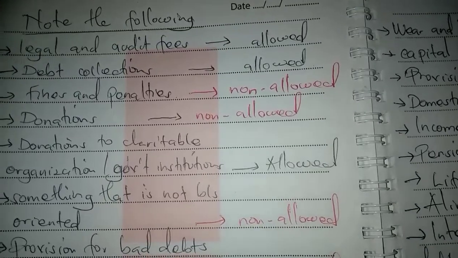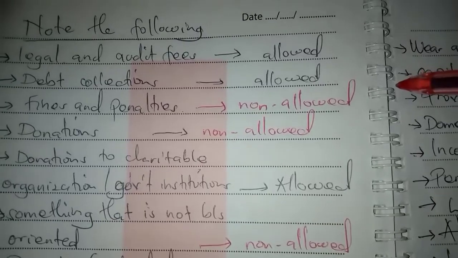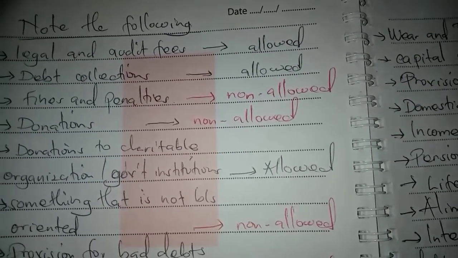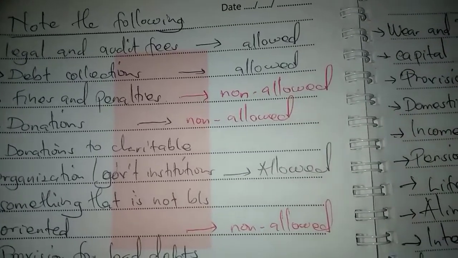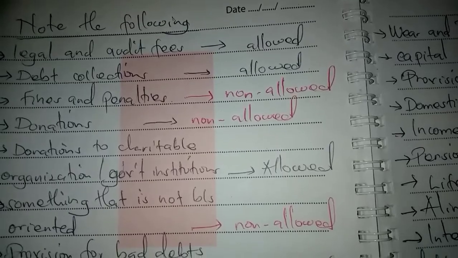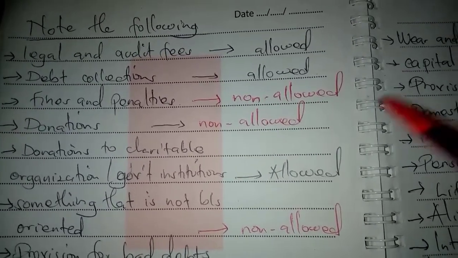Let's note the following when it comes to allowable and non-allowable expenses in business income. Where there is red, it's non-allowable. Where it is black, it is allowable. You should note this. It will help you when doing your papers.